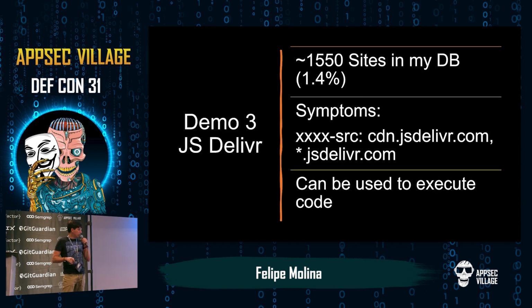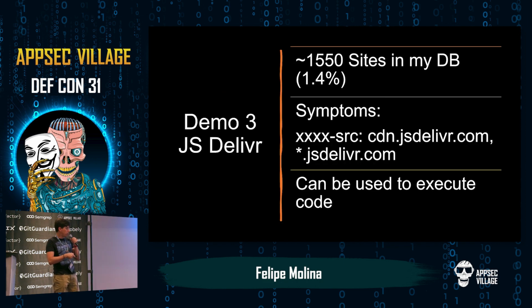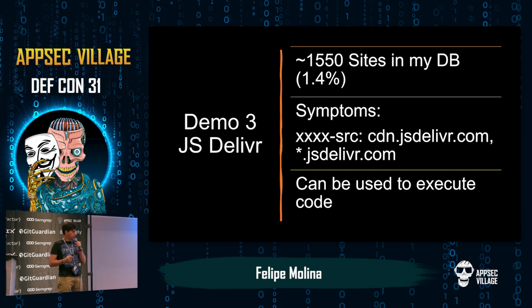Okay, demo 3 is with jsDelivr. I found that this was a bit more known around, but nevertheless I think it's interesting to know. Found 550 sites in my database. Symptoms: CDN jsDelivr allowed and *.jsDelivr allowed. Can be used in this case to execute code instead of exfiltrating code. Okay.